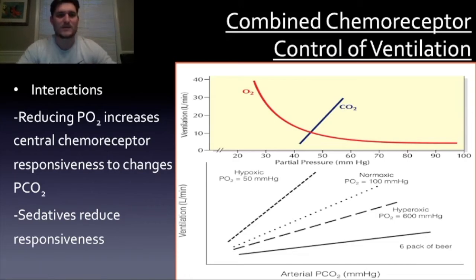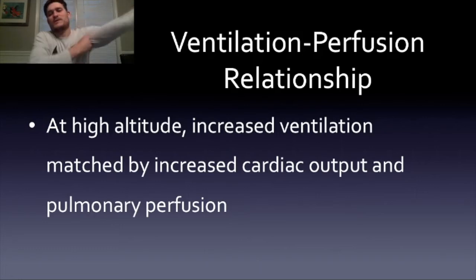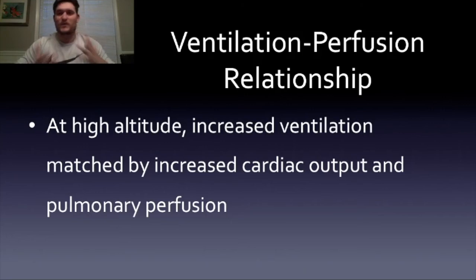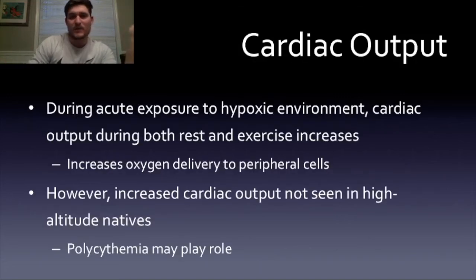All right, so since we are at altitude, we're breathing in more air, we have that hyperventilation going on. We remember that ventilation and perfusion relationship from previous lectures, and we want that relationship to be 1-to-1. So if we increase our ventilation, we've got to increase the amount of blood passing through. And so cardiac output is going to increase, both during rest and during exercise, and that's going to help increase oxygen delivery to cells.